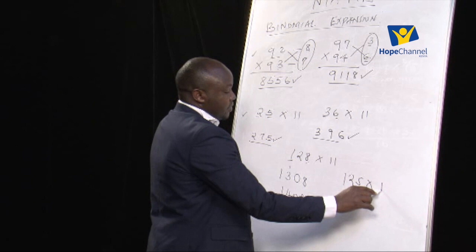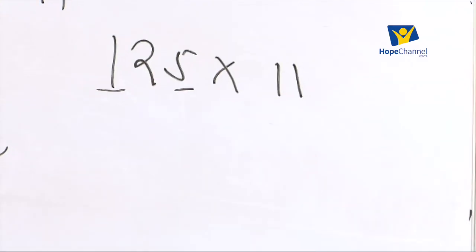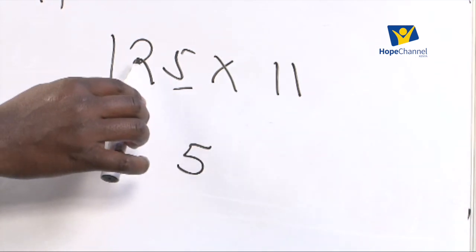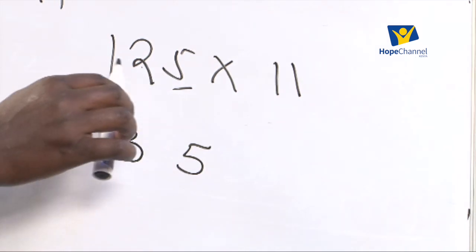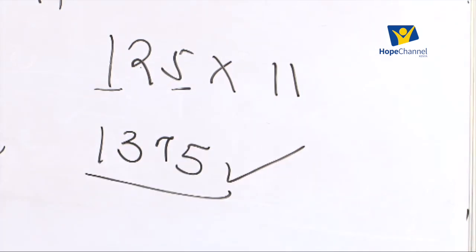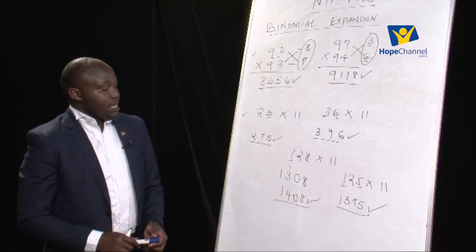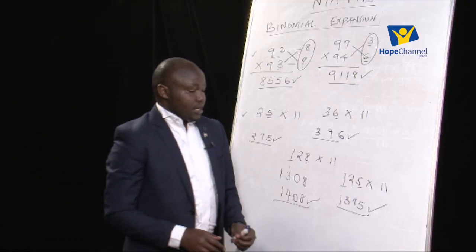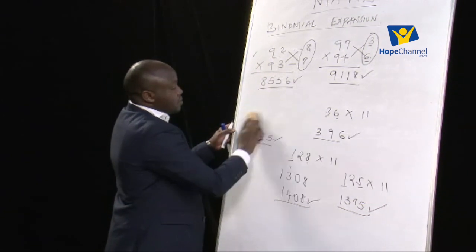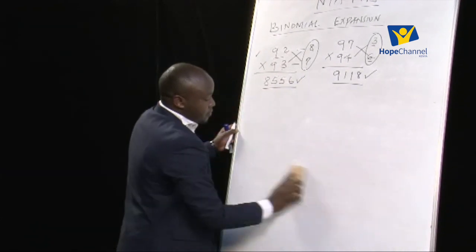125 multiplied by 11. I've said the first and last digits of the number become the first and last digits of the answer. So we have 1 and 5. So 1 plus 2 is 3. 2 plus 5 is 7. You get your rightful answer for 125 multiplied by 11. You get 1375.